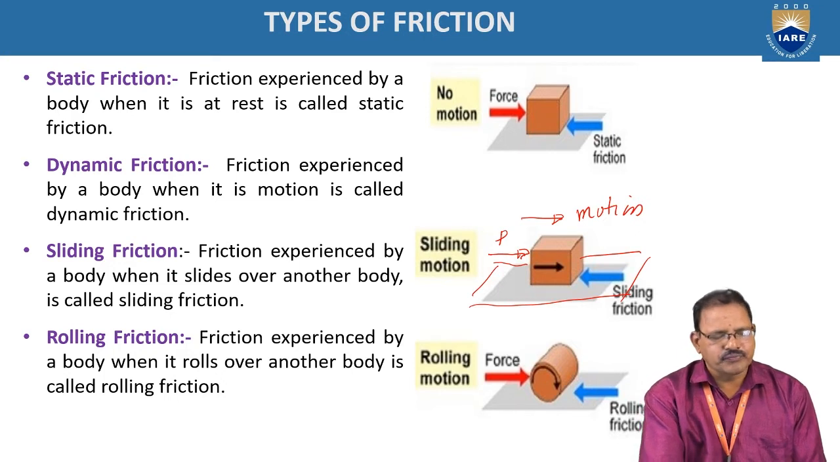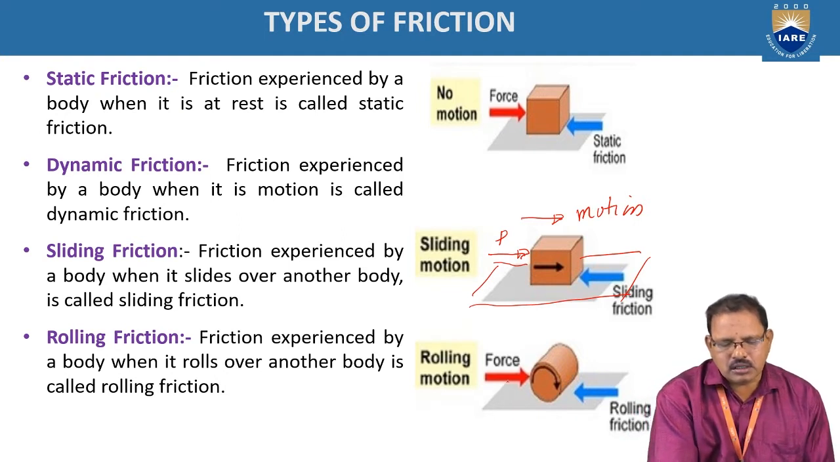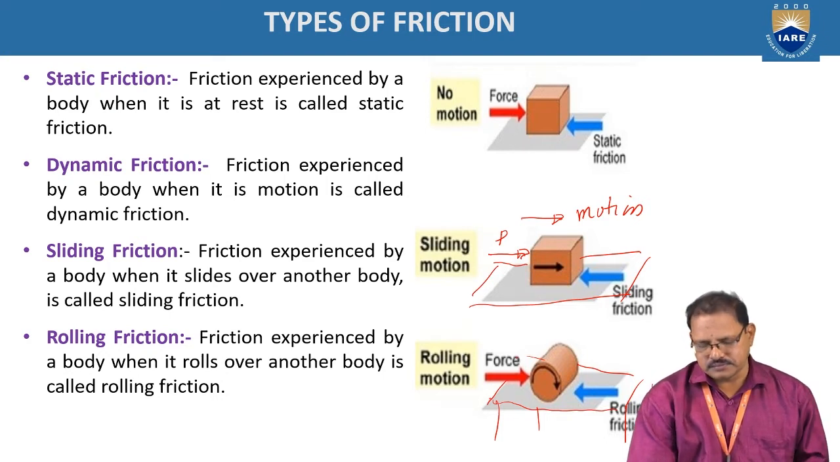In the second case, the roller is rolling over the surface. The frictional force which exists between the object which is rolling and the body on which it is rolling is called rolling friction. Here, the object is now rolling over the table. The friction force which exists between the rolling body and the surface of the table is called rolling friction.